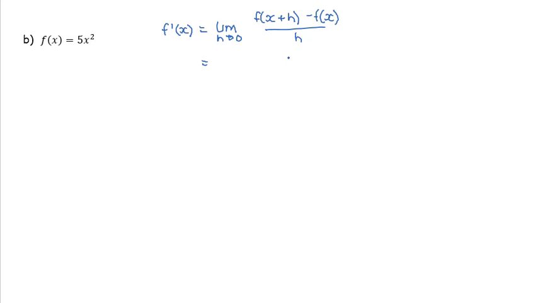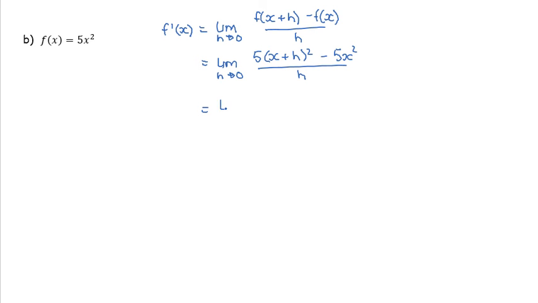Okay, now same as before, we want to then just figure out what f of x plus h is and what f of x is. We know what f of x is anyway, so mainly just f of x plus h. And we get that by just substituting x plus h in for x. So this is the limit as h tends towards 0 of, that would be 5 times x plus h all squared, minus 5x squared, all over h.